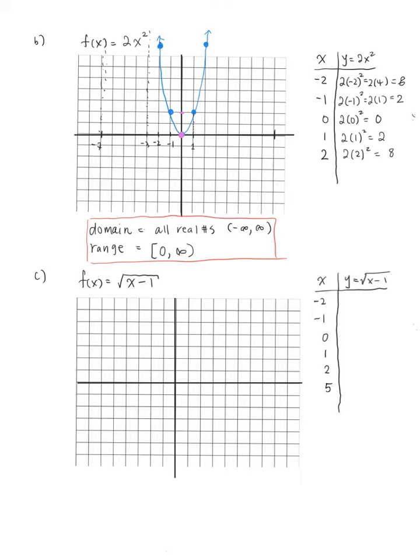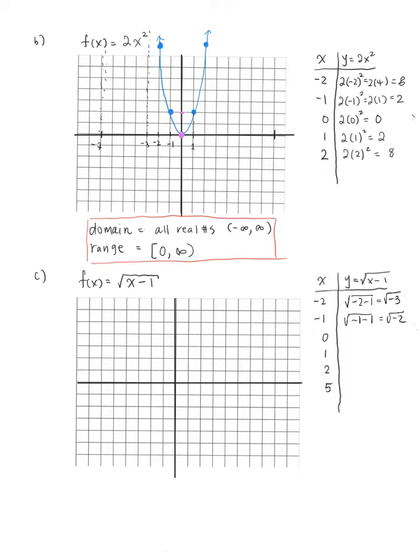Okay, so let's go with the y value. So our y value is going to be square root of -2 minus 1, which is square root of -3. Uh-oh. Can that happen? Can we have a square root of a negative? No. So our function is not defined at x equals -2. Okay, now let's go with when x is -1, our y value is going to be, oh no, square root of -2. Since we cannot have a square root of a negative at x equals -1, our graph is still not defined.